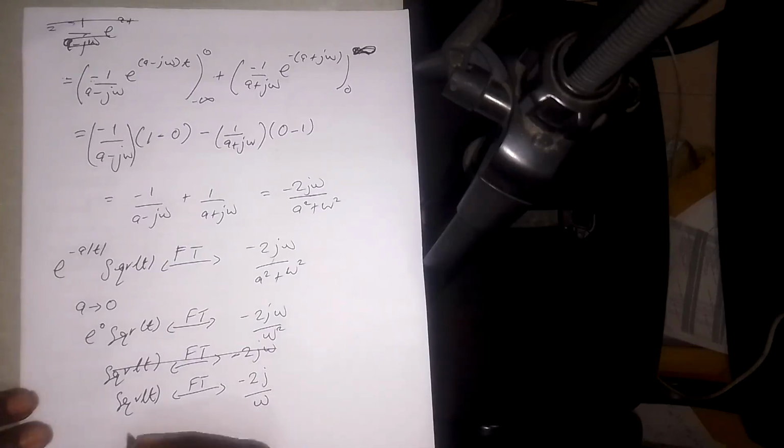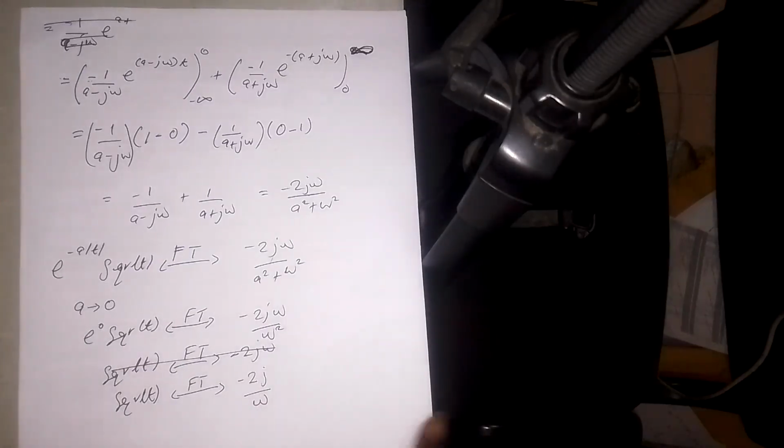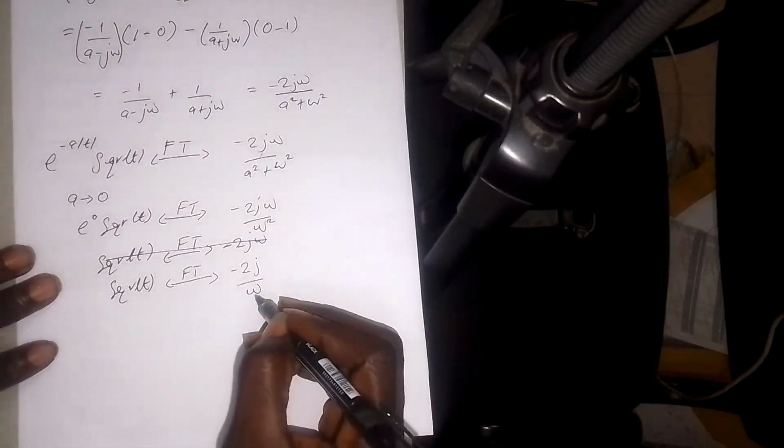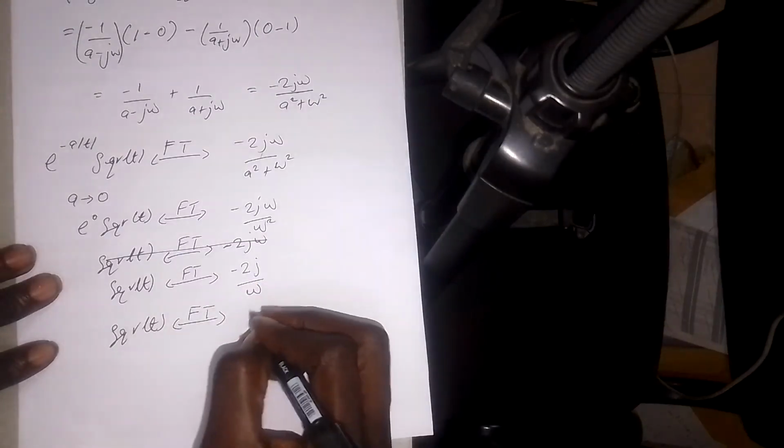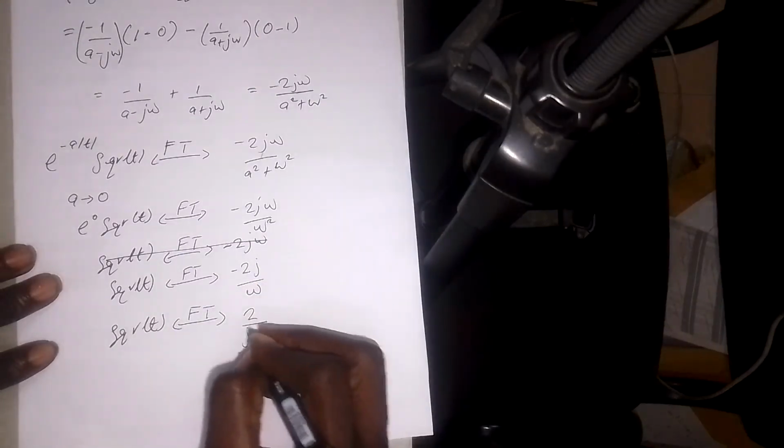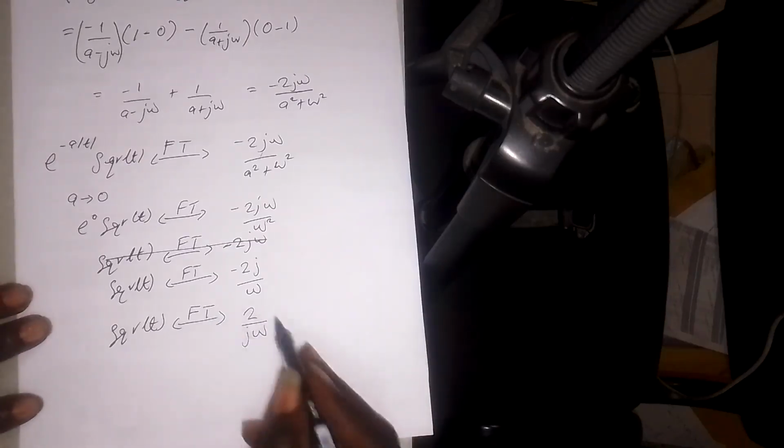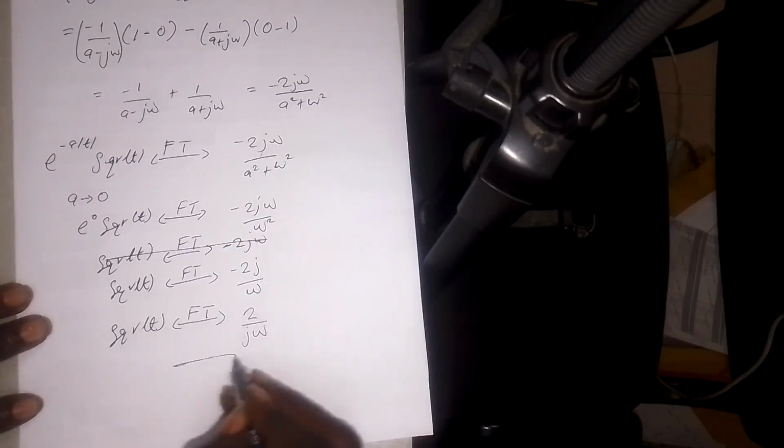But you also have to know that in terms of complex numbers, this j I can bring down so that it becomes positive. So the square wave, which is my signal, is going to be 2 over j omega. This becomes the Fourier transform for the square wave. So now this question is completed. We have found the answer, which is 2 over j omega.